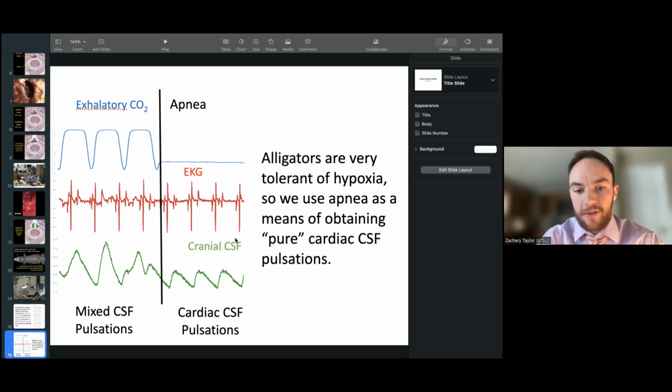So I just think that's extremely cool. So we run it on apnea for 30 seconds, and then after the apneic study, we'll just turn the breathing back on, and then you'll see it slowly get back to this state.